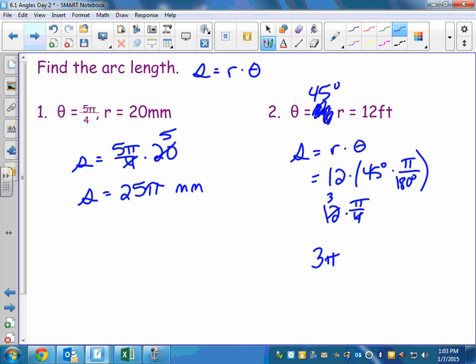Is that true? So that's really as tricky as arc length gets if you know the formula, and you're just plugging it in from there. Questions on that?